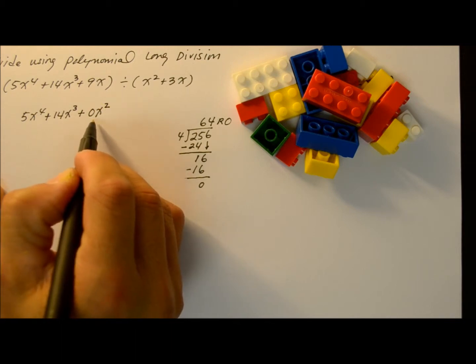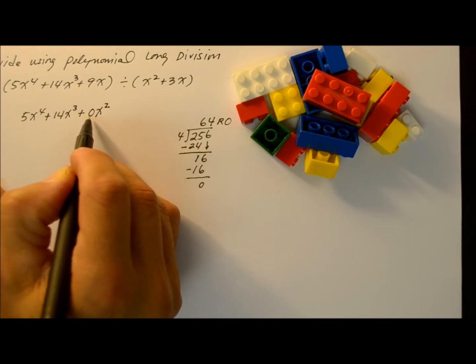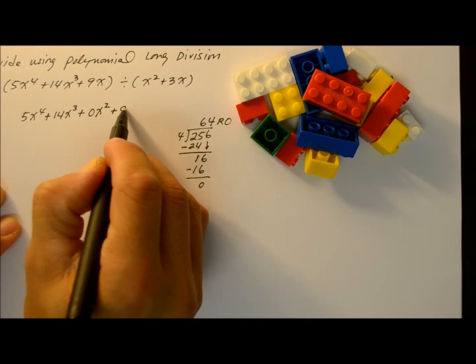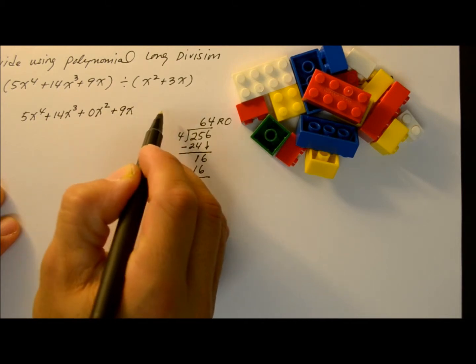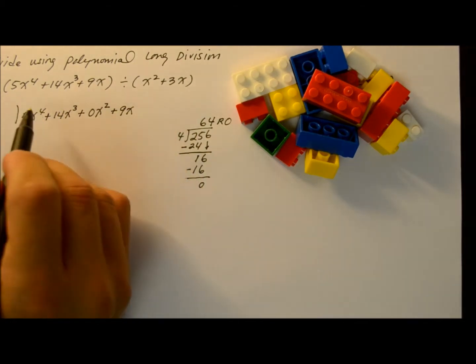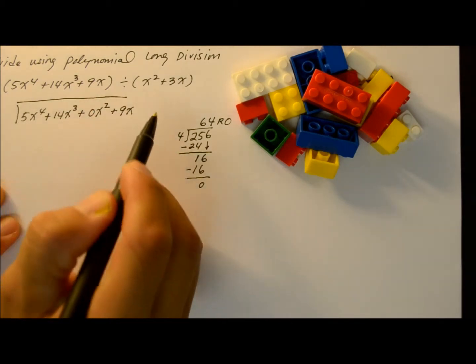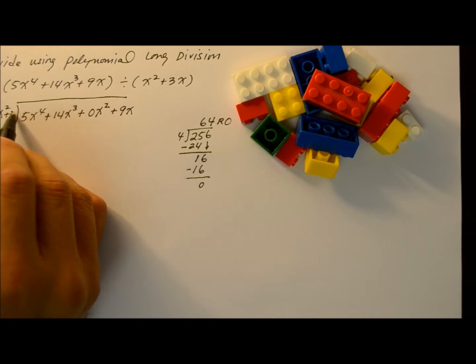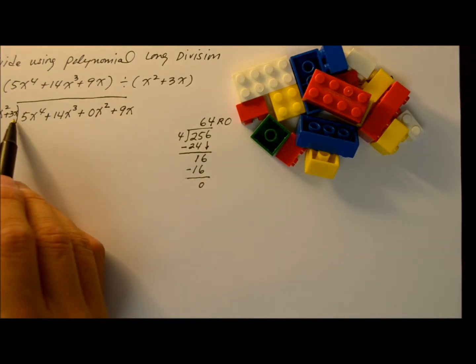Is that slick or what? Okay, it's not there at all, but just by placing a 0, we have a placeholder. And now we go plus 9x. And we don't need anything else actually. And divide that whole dividend by the divisor, x squared plus 3x. Oh, that's a little tiny, sorry.